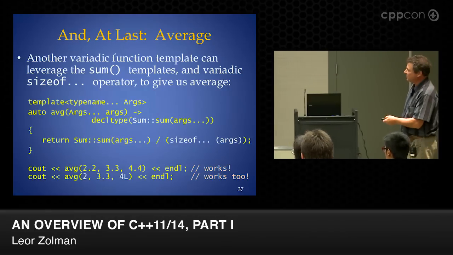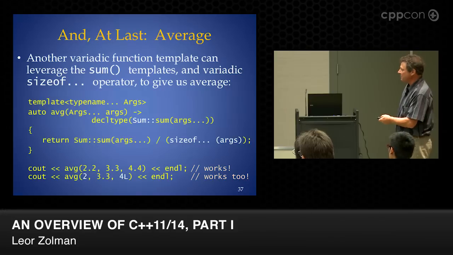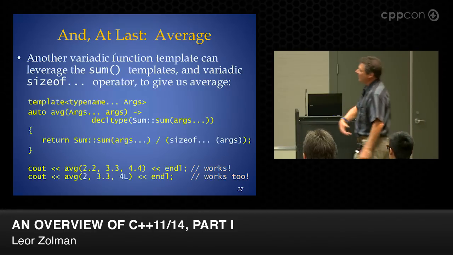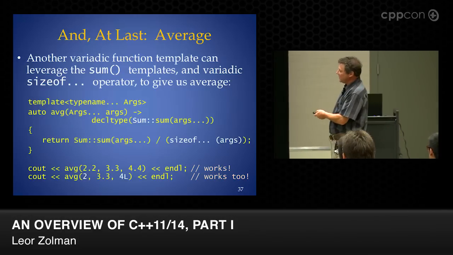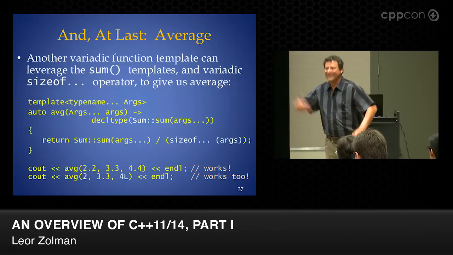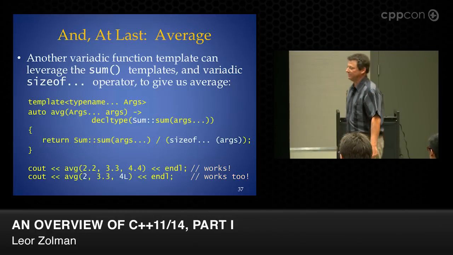So now we can mix up. Its average works when they're all the same type. It also works when they're all different types, which is good. Of course, there's a caveat. It must be possible to add these together. So if you put a standard string in there, it's not going to compile.